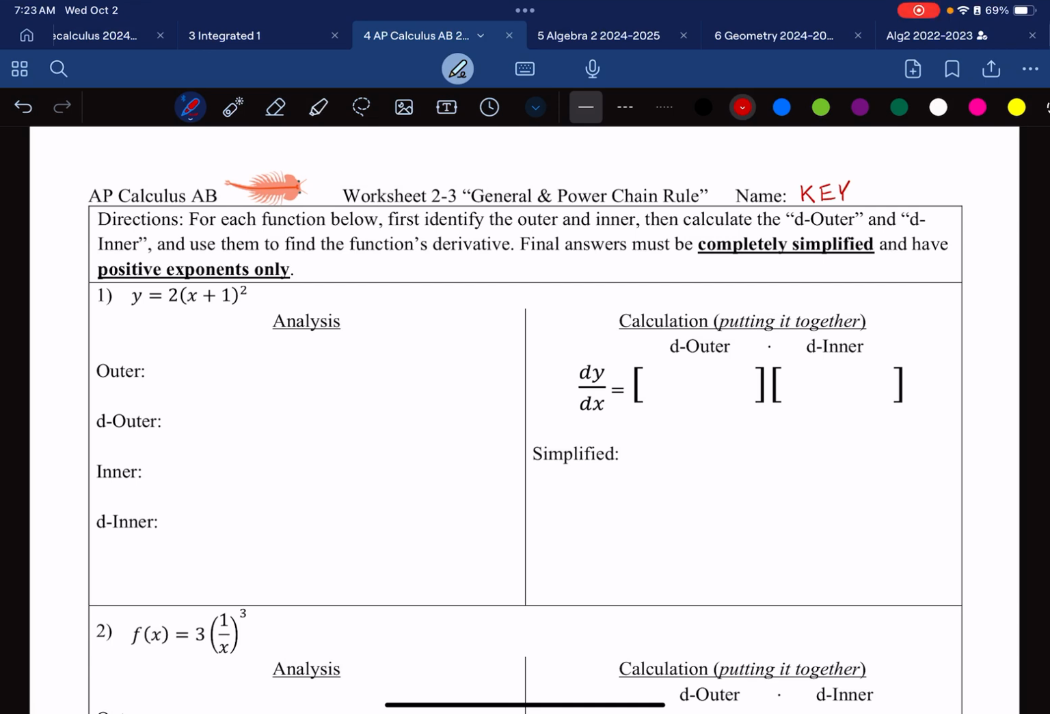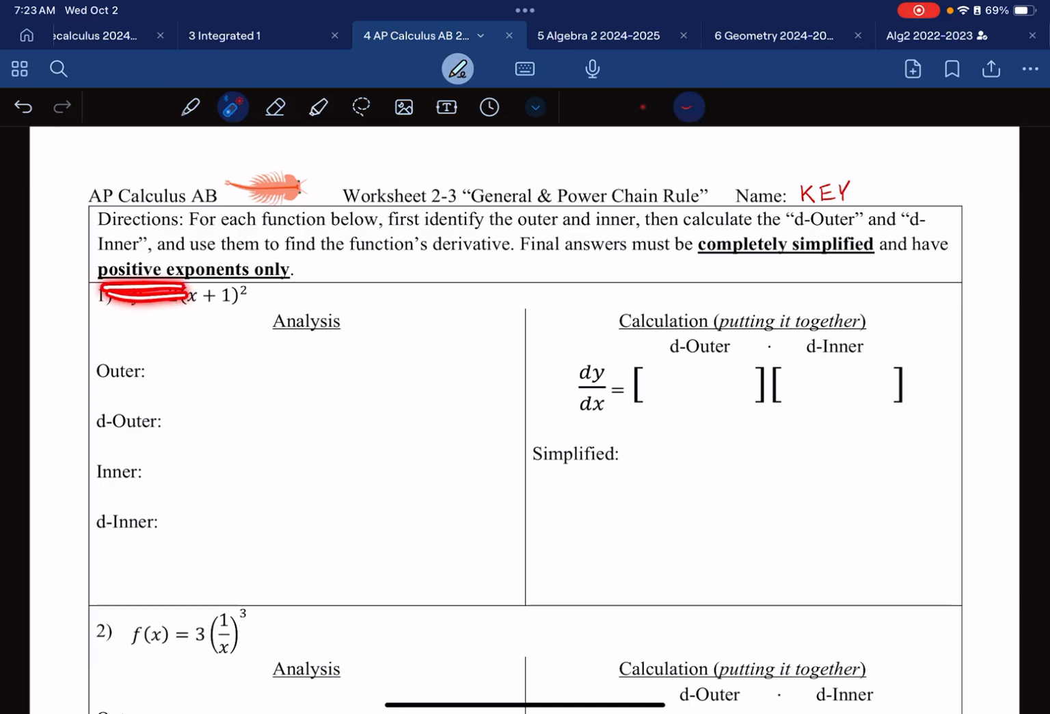This is AP Calculus AB, Worksheet 2-3, General and Power Chain Rule. Our directions state, for each function below, first identify the outer and inner, then calculate the d-outer and the d-inner, the derivative of the outer and the derivative of the inner, and use them to find the function's derivative. Final answers must be completely simplified and have positive exponents only.